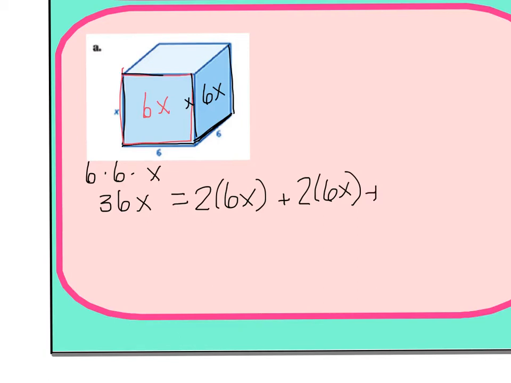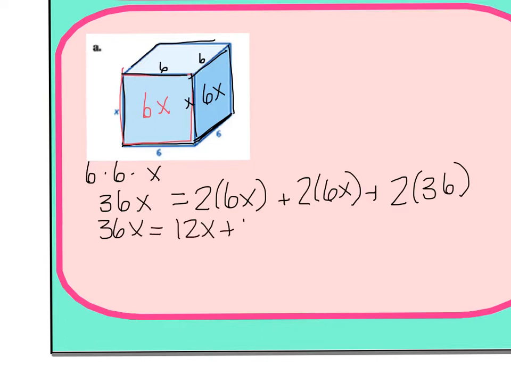When I follow this up, right here would be 6, over here would be 6, and 6 by 6 gives us 36. So we have the top and the bottom of that cube, so we've got 2 sets of 36. When we reduce, we get 36x equaling 12x plus 12x plus 2 times 36 is 72, which reduces down to 24x plus 72.